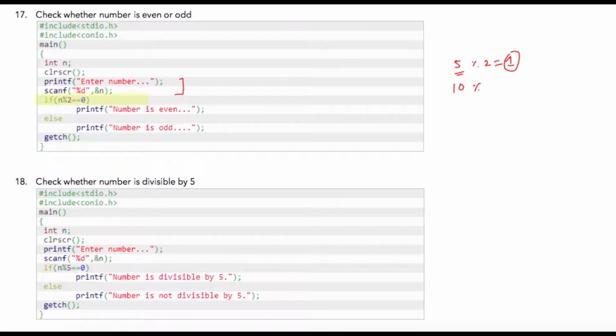Assuming another number which is 10, so 10 modulus 2 will be 0. So we can say that this is my even number, and in this case it will be an odd number. Okay, so if this is my n, what we need to write in the condition is that n modulus 2 must be equal to 0. This is why we are writing the condition as if n percent 2 equal to 0, then number is even, else number is odd.